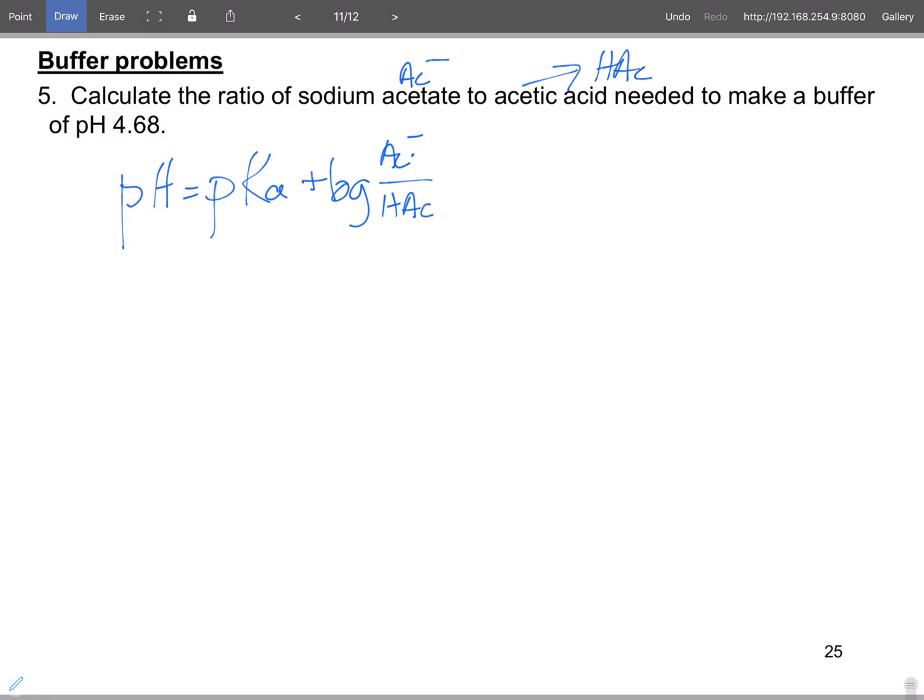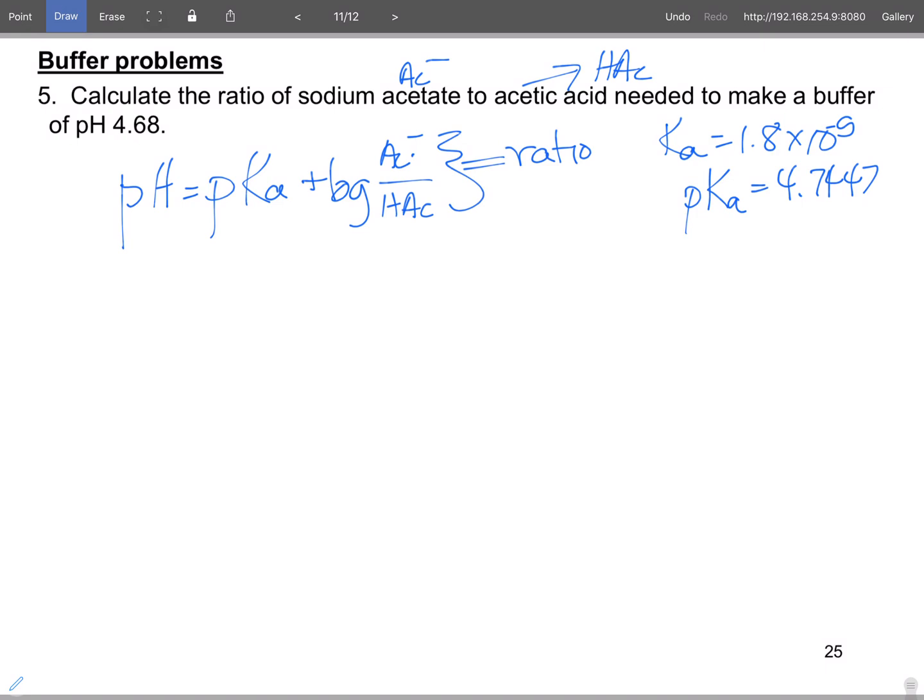And in this particular case, we only want this ratio right here. This is our ratio. So remember, the Ka of acetic acid is 1.8 times 10 to the minus fifth. So the pKa is equal to 4.7447. So we need 4.68 is equal to 4.7447 plus the log of, and again, we're looking for the ratio, so this is x. So we end up with negative 0.0647 is equal to the log of the ratio.